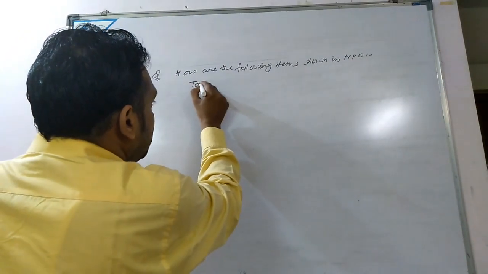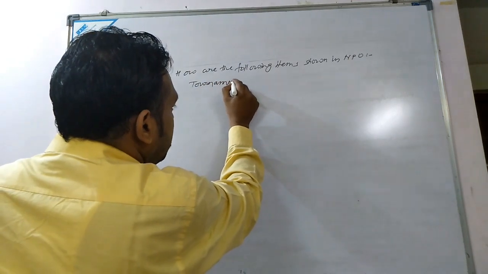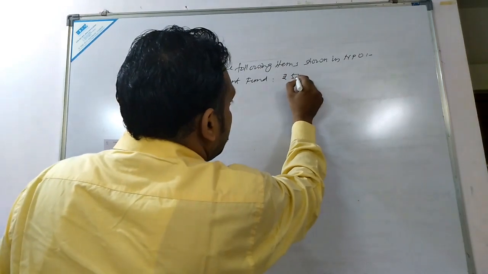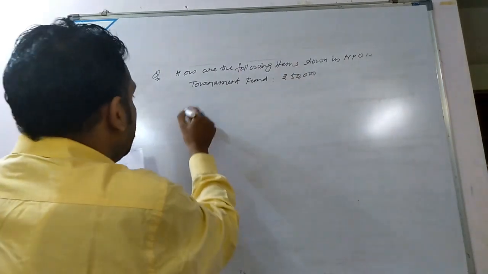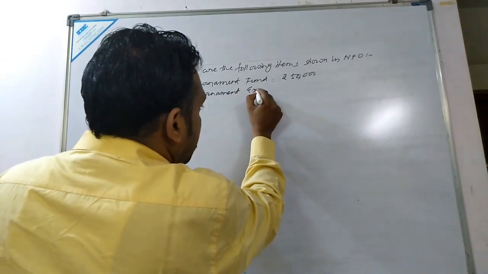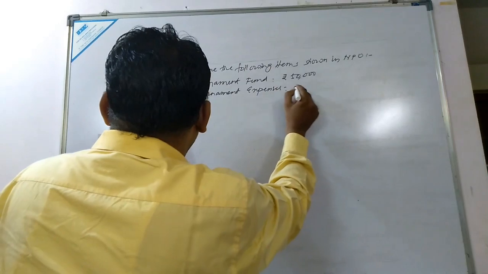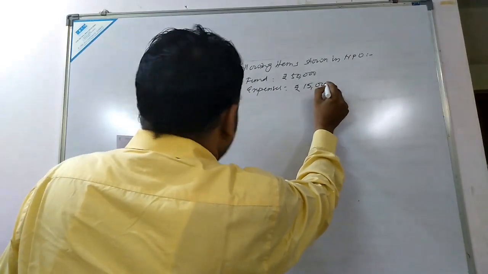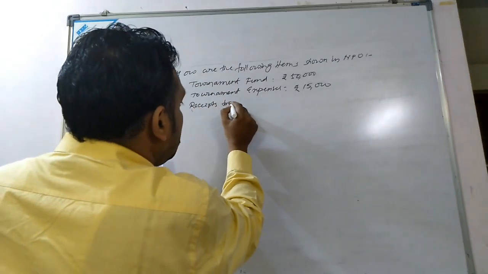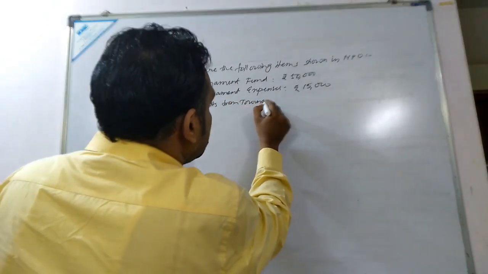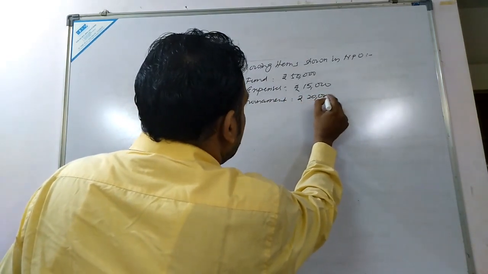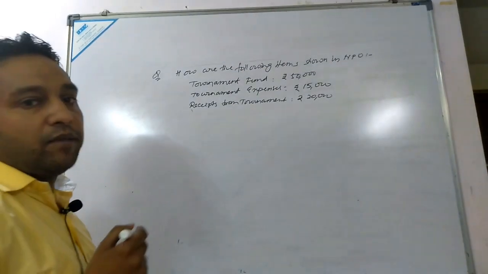First of all, a tournament fund has been given, rupees 50,000. Then tournament expenses have been given, rupees 15,000. Then receipts from tournament have been given, rupees 20,000. And you are required to show the following items in the NPO.